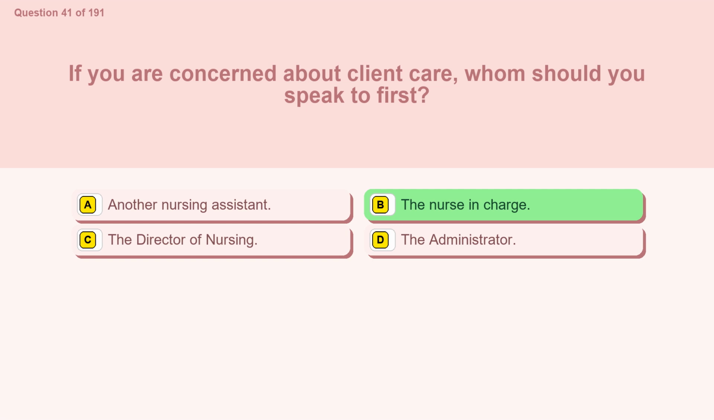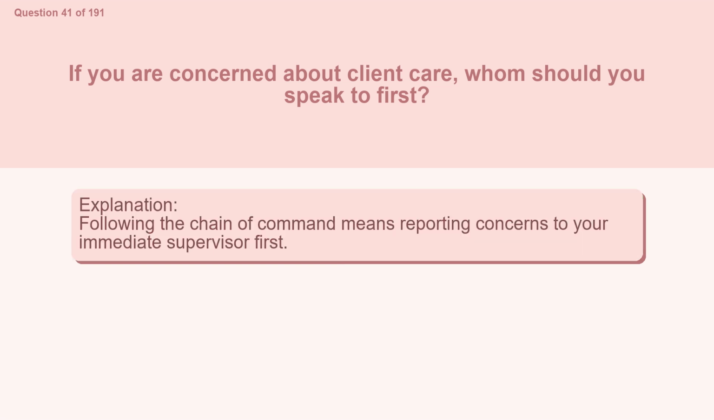The correct answer is option B. The nurse in charge. Following the chain of command means reporting concerns to your immediate supervisor first.